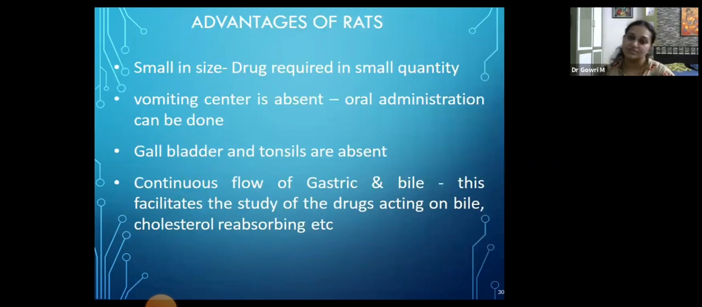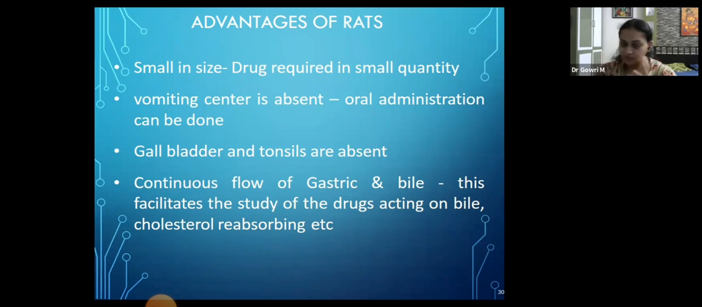Now, what are the advantages of using these rats? It is small in size, and the drug required for the study is also relatively less. The vomiting center is actually absent, so oral administration is easy for rats. Gallbladder and tonsils are absent. There is continuous flow of gastric juice and bile. This facilitates the study of drugs acting on bile, cholesterol reabsorption, etc.